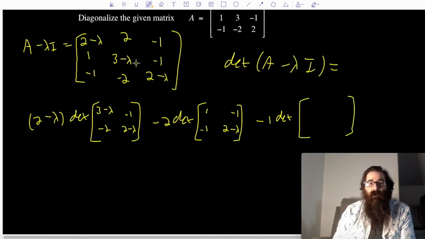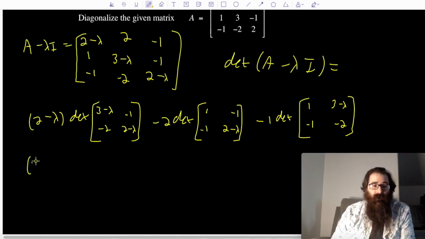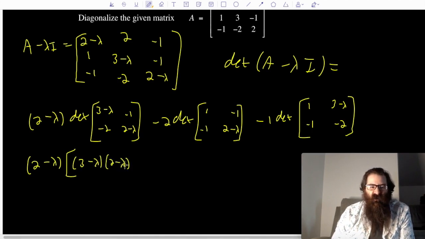And that's going to give me 1, 3 minus lambda, negative 1, negative 2. And let's keep going with this. So here I have 2 minus lambda times, here in my brackets, I'm going to have 3 minus lambda times 2 minus lambda. And then minus negative 1 times negative 2 just gives me 2.